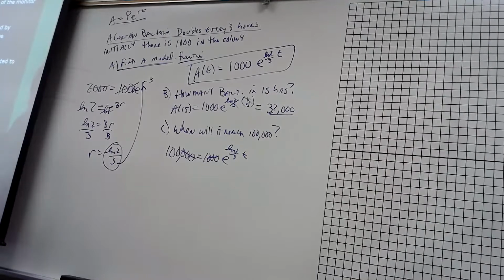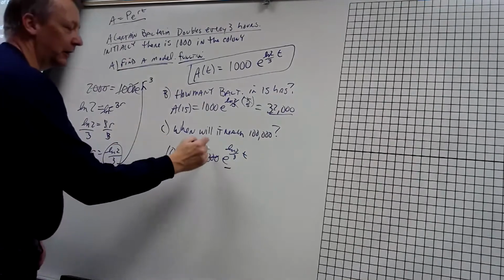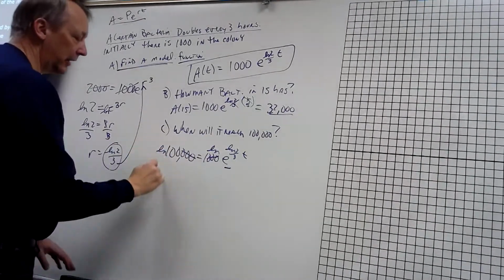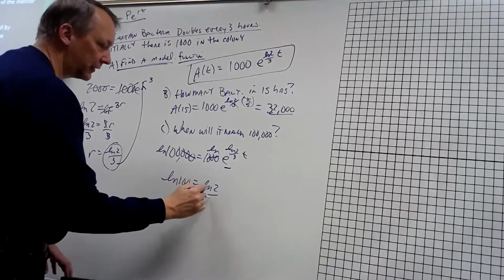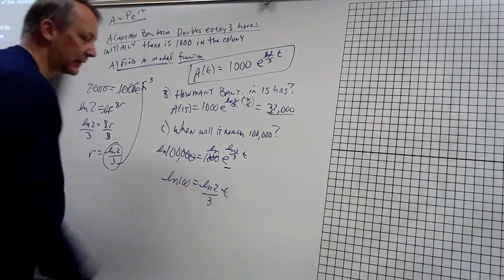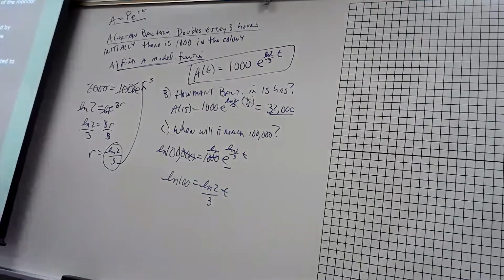Take the natural log, because base e, right? Yeah. ln, so the ln of 100 equals the ln of 2 over 3 times t. And then the natural log you cancel out.